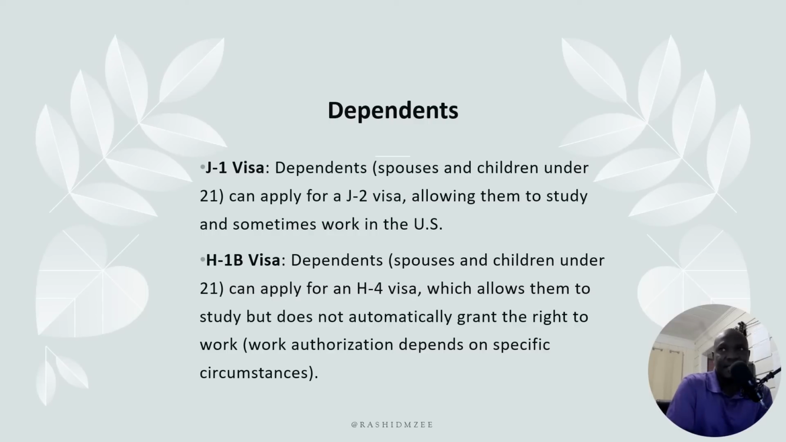Now, dependents. This is where it starts getting interesting. J1 dependents are called J2. J2 can get authorization to work and to study. So a J2 can work, a J2 can study, a J2 can go about their life the way they want. Okay. H1 dependents are called H4, but H4 can study but do not work. They do not have work authorization.